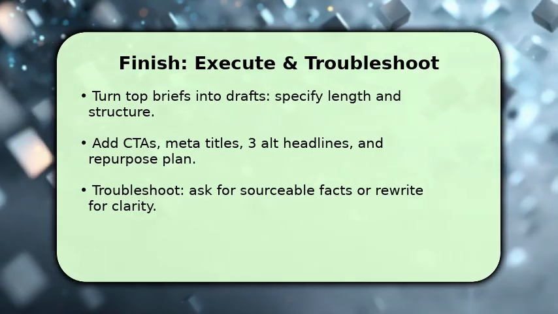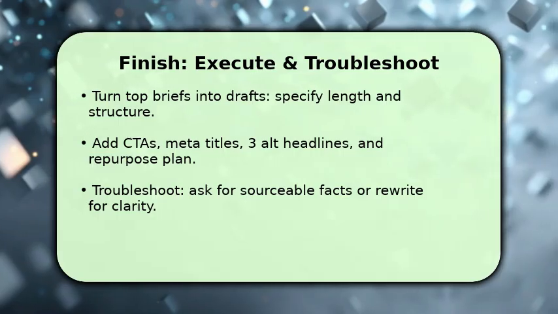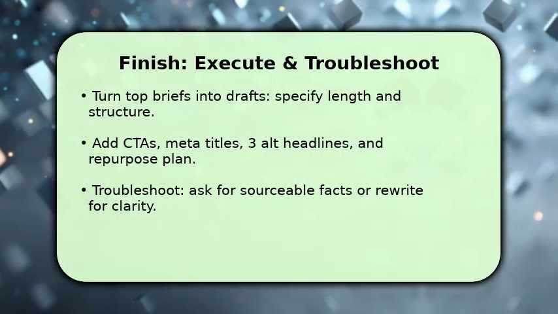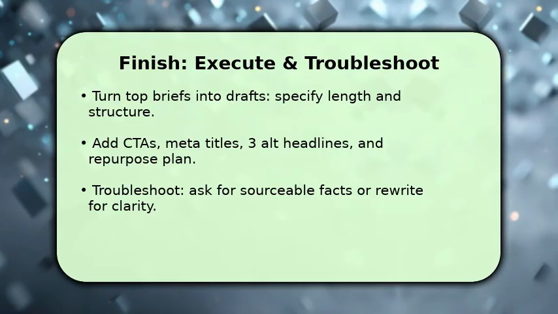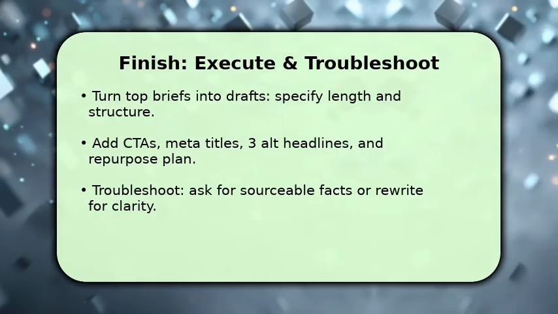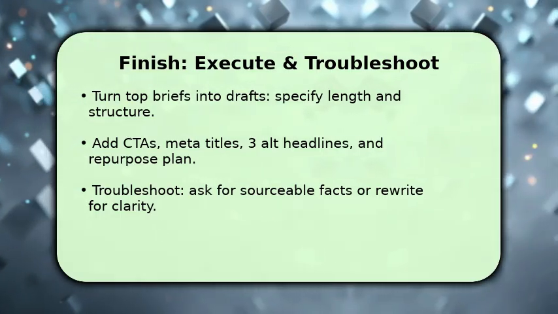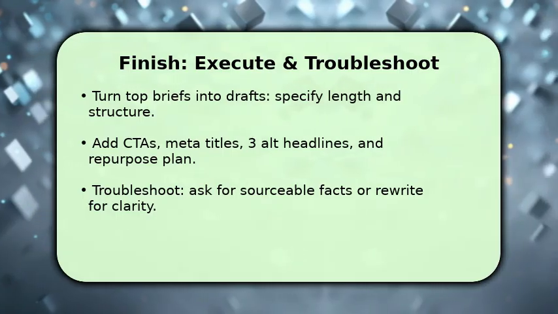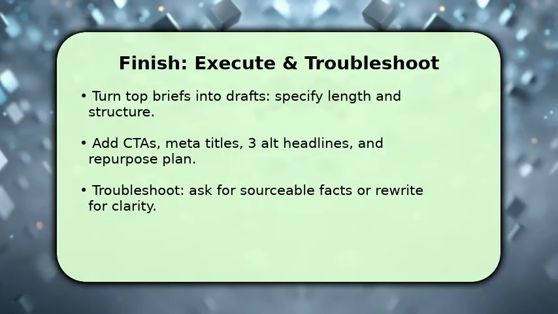If the draft feels off, ask ChatGPT to simplify, add examples, or rewrite with concrete data. Make sure to request citations for any factual claims. If citations are missing, prompt for verifiable sources or flag items for manual fact-checking to avoid errors.